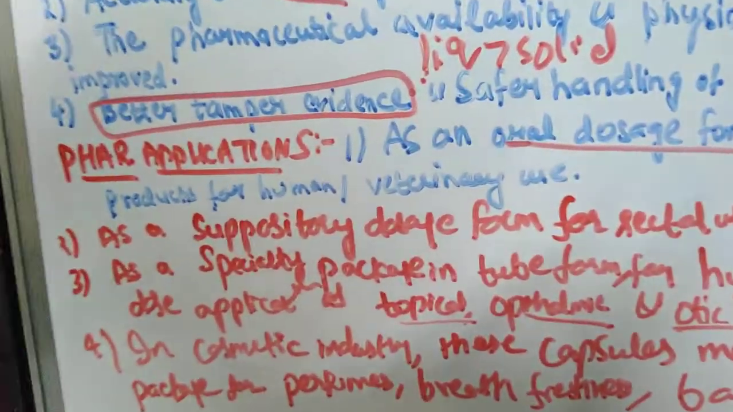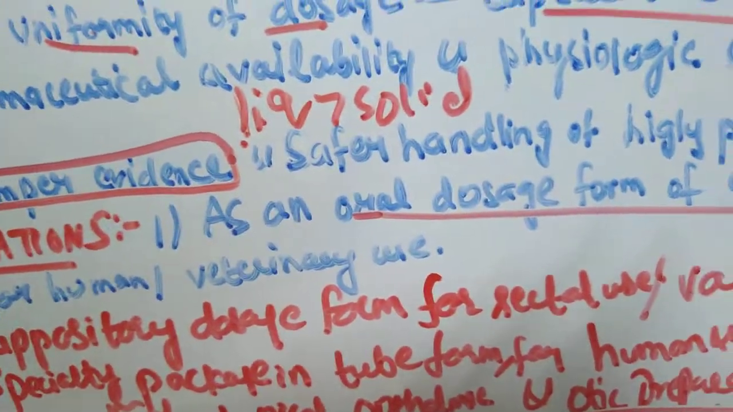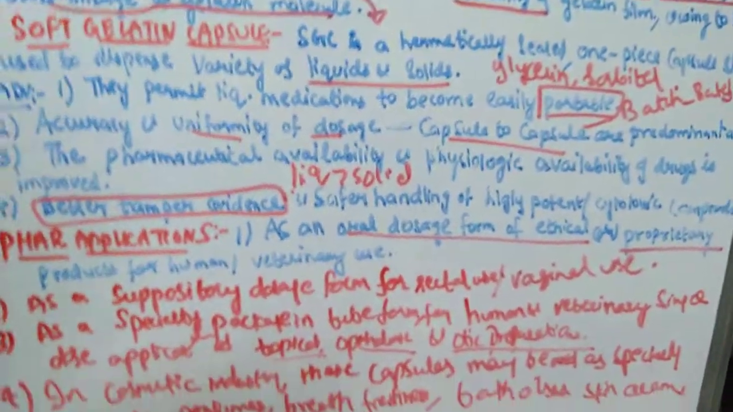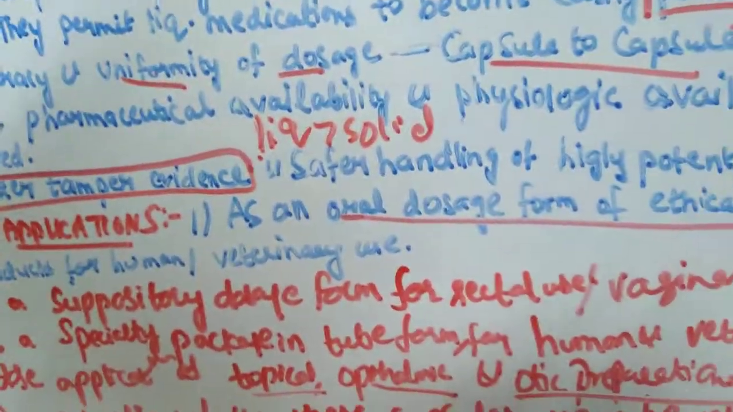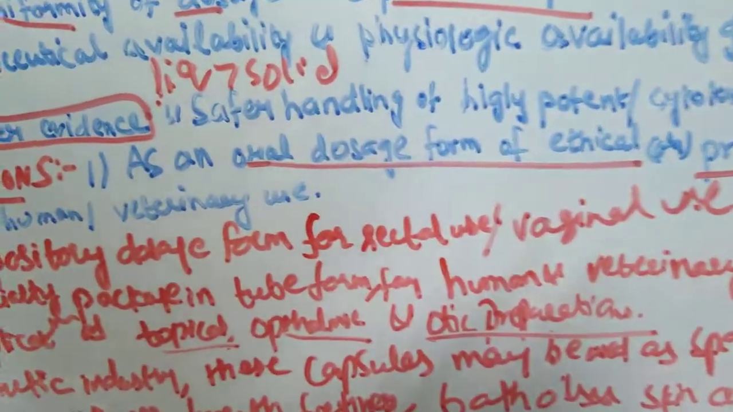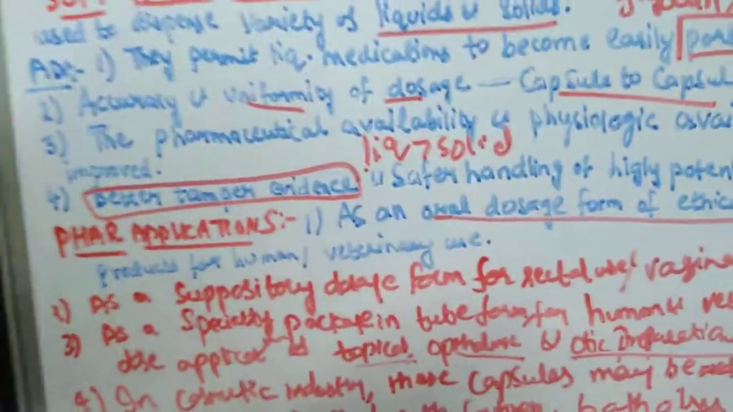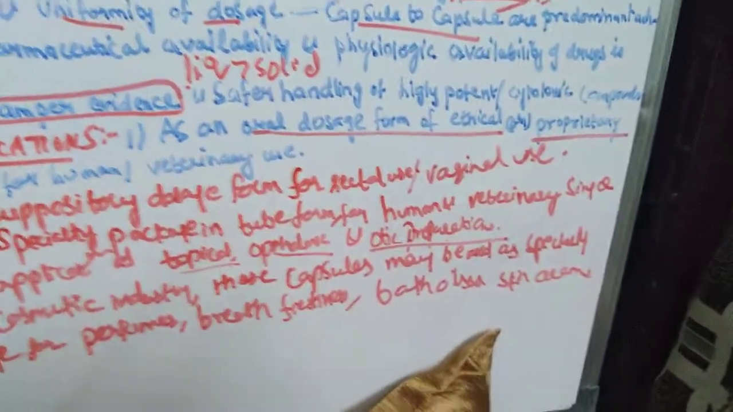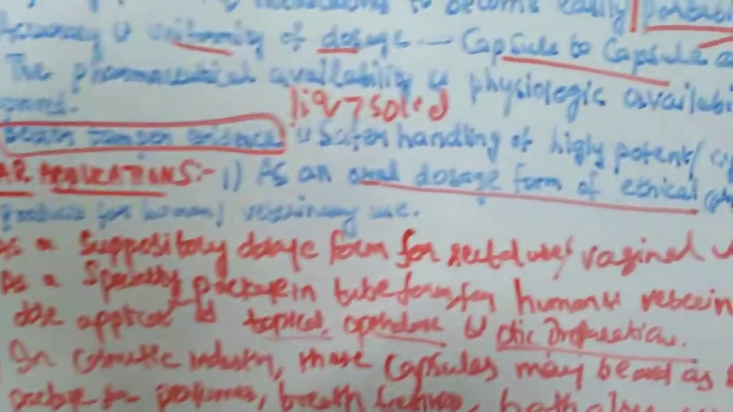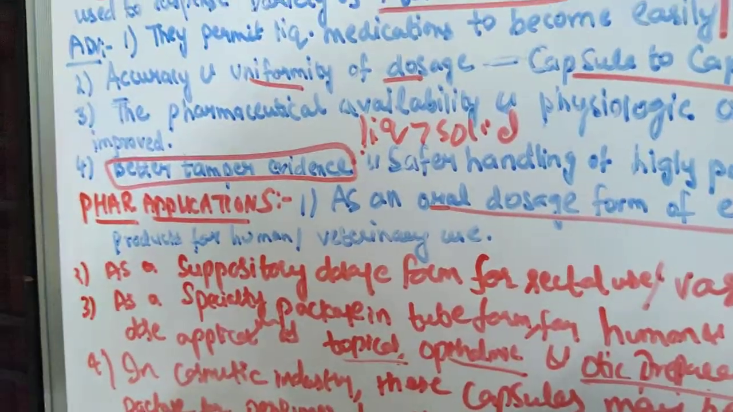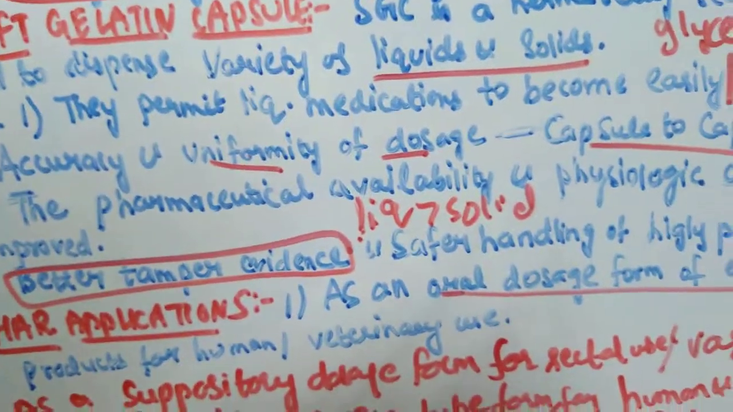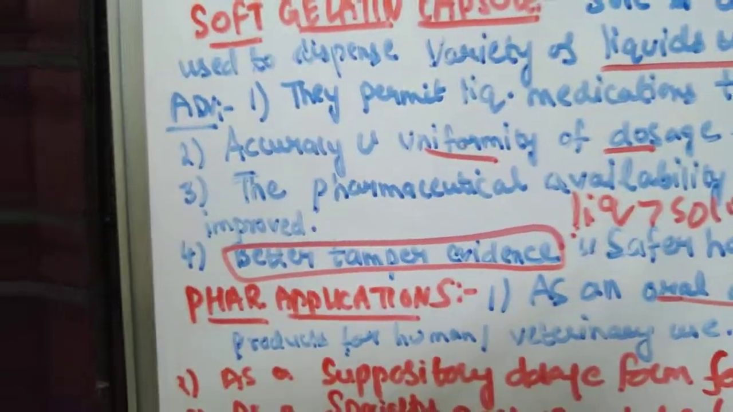Next, in the cosmetic industry, these capsules may be used as a specialty package for perfumes, breath fresheners, bath oils, suntan oils and various skin creams. So they can be used in the cosmetic industry and formulated for various purposes such as breath fresheners, perfumes, bath oils, suntan oils, and various skin creams. These are the pharmaceutical applications of soft gelatin capsules.